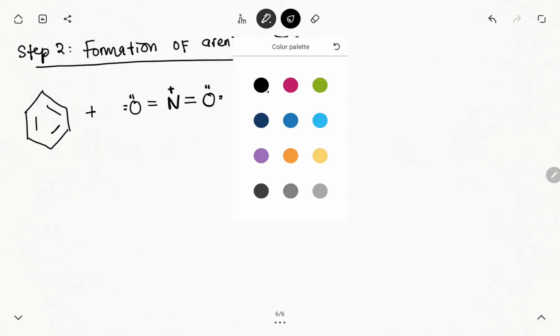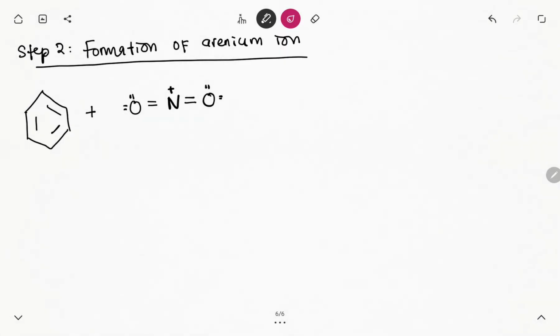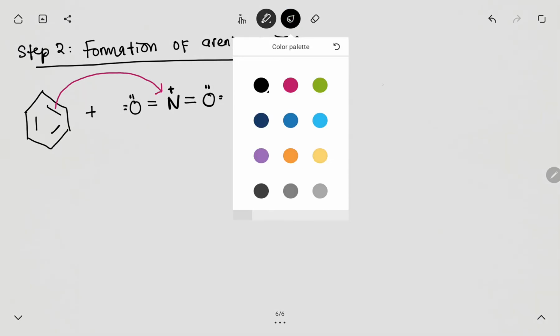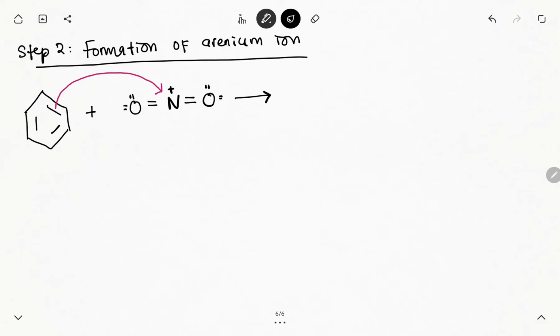So in step 2, the reaction is between the aromatic ring and the nitronium ion, and a covalent bond must occur between carbon and nitrogen. One of the bonding pairs here will form a bond towards the N+ ion, and the product is formed as an arenium structure. So we form the aromatic ring, and we just have another 2 double bonds, but this place refers to the addition of NO2. At the same time, we have the remaining hydrogen atom. So what happens? The neighboring carbon becomes a carbocation.